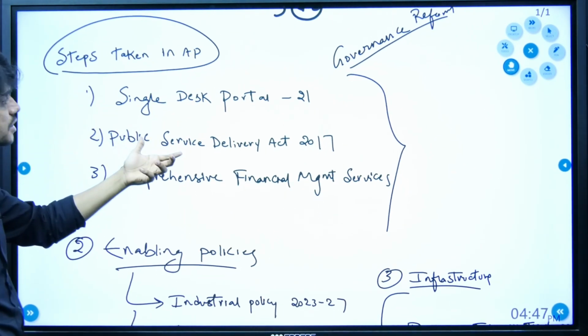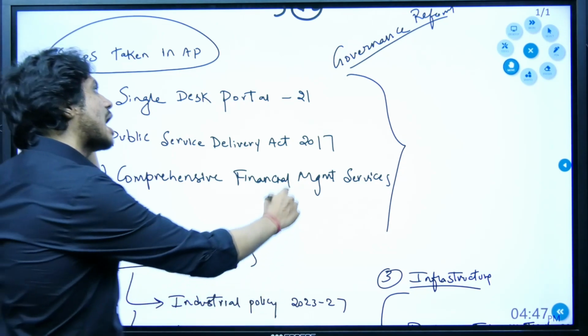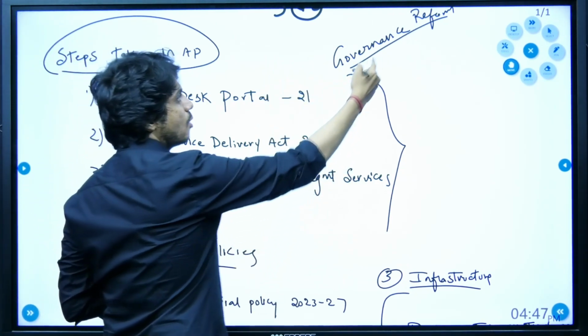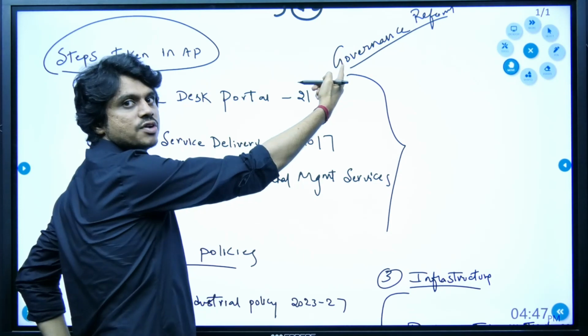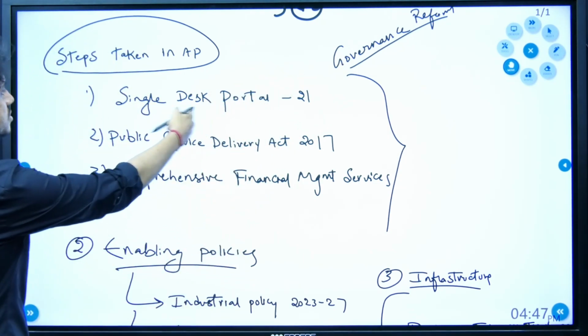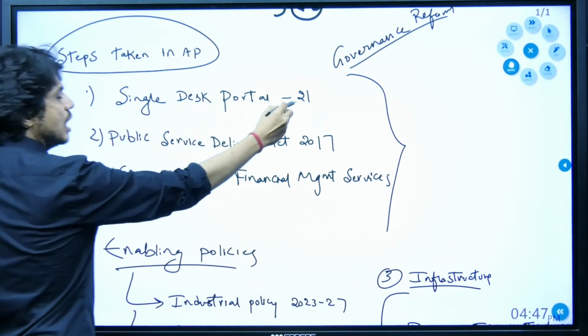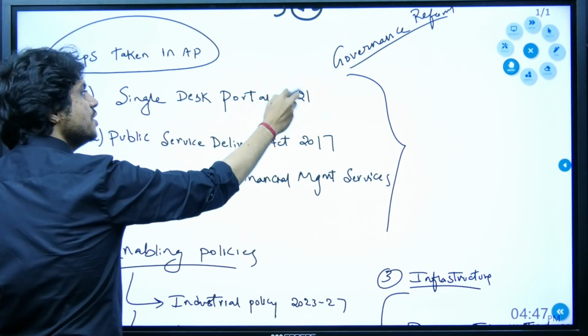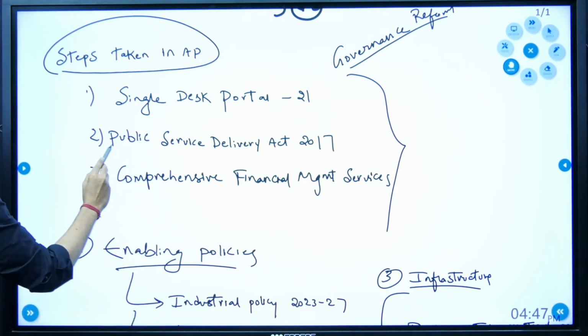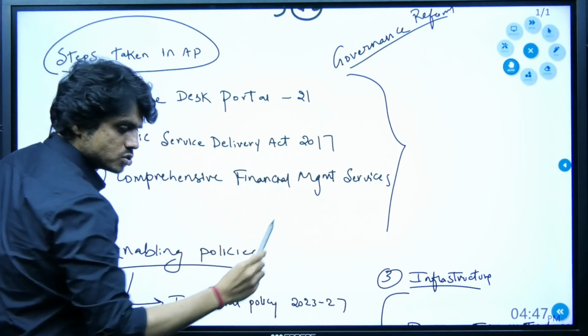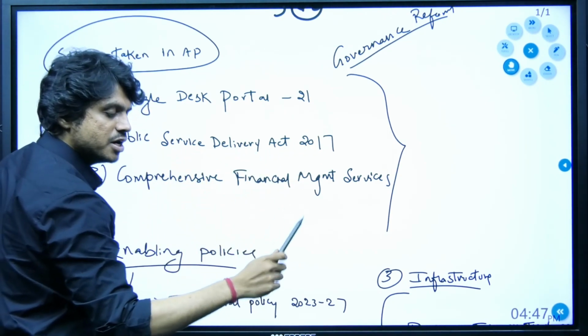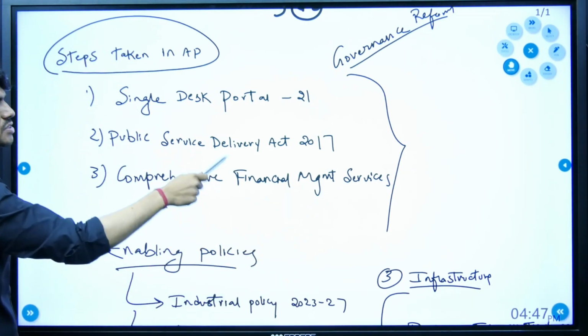Now, what are the steps taken in Andhra Pradesh? Firstly, I will club these reforms under the governance reforms. Various governance reforms were introduced in Andhra Pradesh. Under this, there are three major things which I have mentioned. Single desk portal: under this, within 21 days, most of the industrial clearances will be taken up. And there is a Public Service Delivery Act. Most of the services should be delivered in a time-bound manner. This is nothing but similar to your citizen charter.